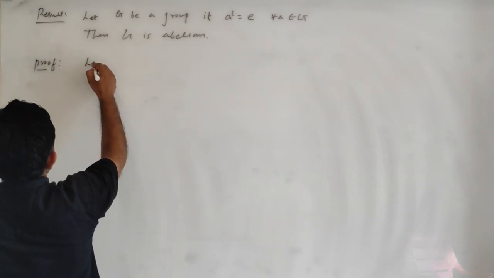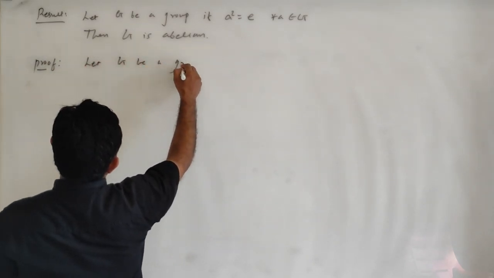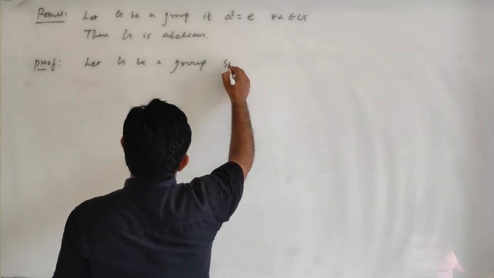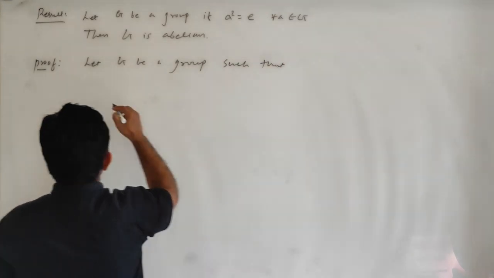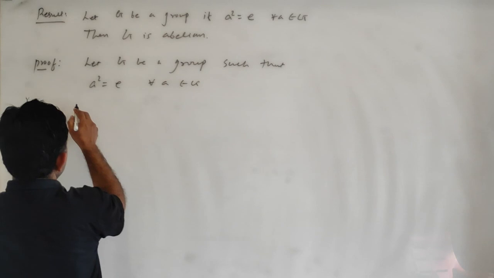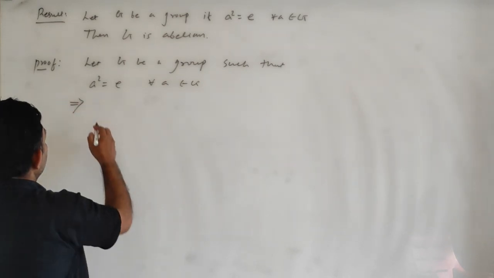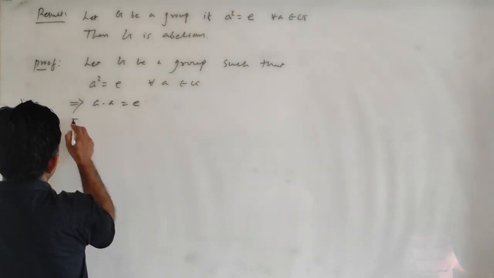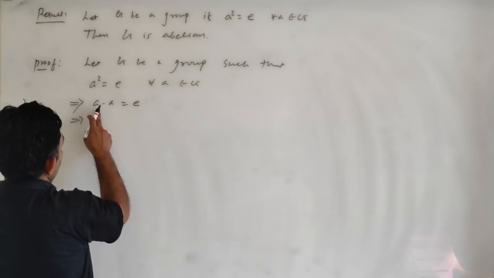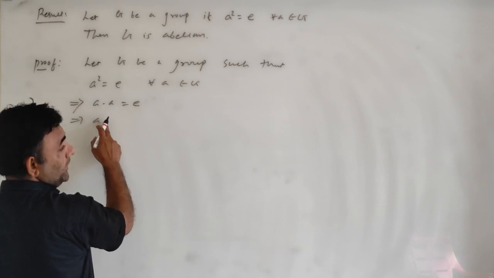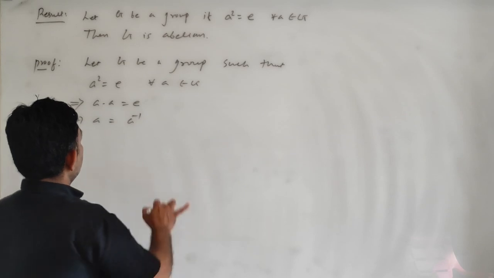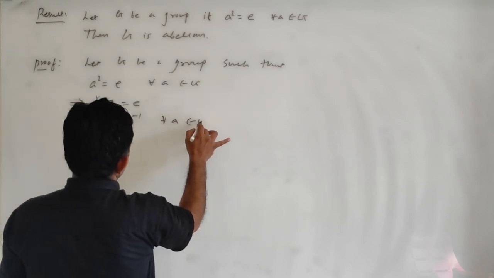So let G be a group such that a square is equal to identity for all a belonging to G. Once a square is identity, it means what? It is a into a is identity. So you multiply both sides by a inverse. Here a inverse into a is identity, so I am left with a, and here a inverse into identity, so a equals a inverse. It is true for all a belonging to G.